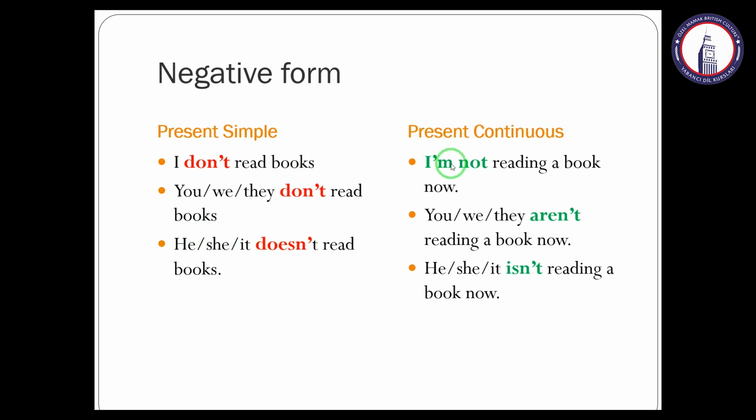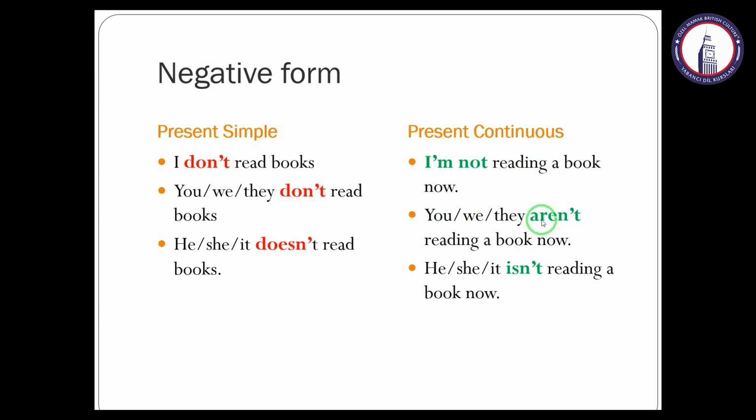We don't need anything. We have am, is, and are in the sentence. So we just add not or n't as the abbreviation to the sentence. So I'm reading a book. I'm reading a book is affirmative. I'm not reading a book is negative. Just we need to add a not. You, we, they aren't reading a book now. This is negative.